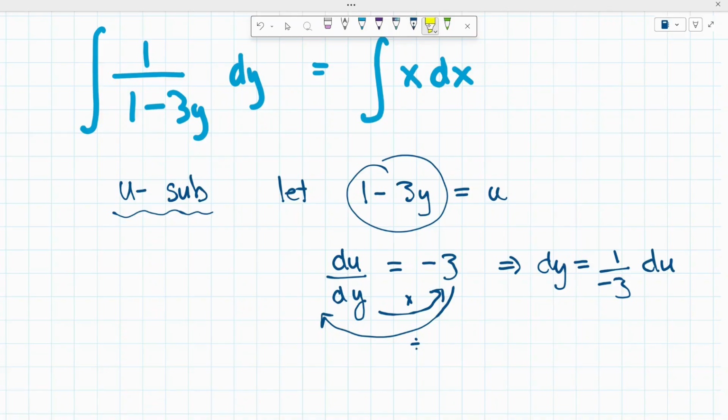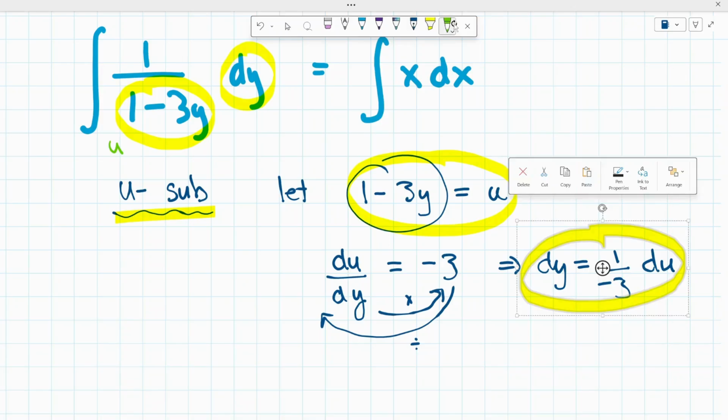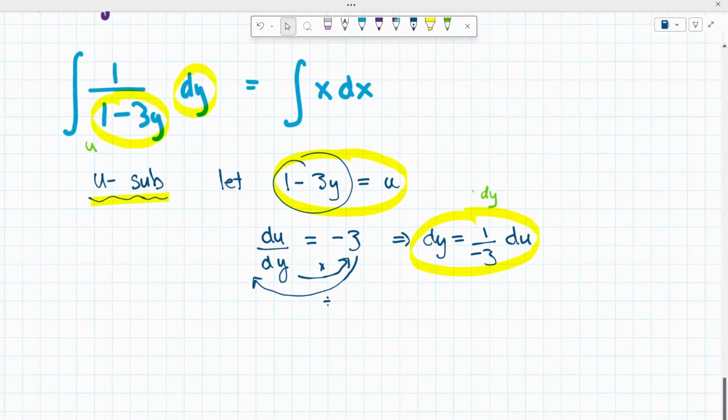Okay, so now we have our value for u, and we also have our value for du and dy. So what comes next? Well, u sub has its name. So pretty much wherever we see 1 minus 3y over here we're going to sub in u. And where we see our dy over here, we're going to sub in our value for dy, which we found over there. So we just have to do a little substitution.